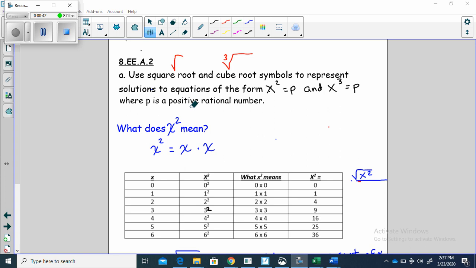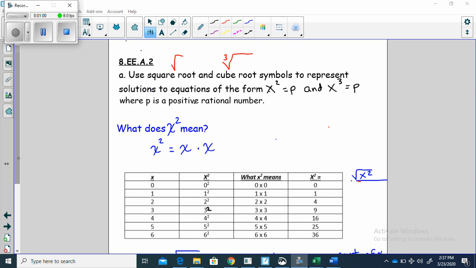And we're going to stick with positive rational numbers here. You could do negative numbers, but we're not going to do this in an 8th grade course. We're simply sticking to positive rational numbers. So let's start with, what does x squared mean? X squared with the 2 here means we multiply x by itself 2 times.